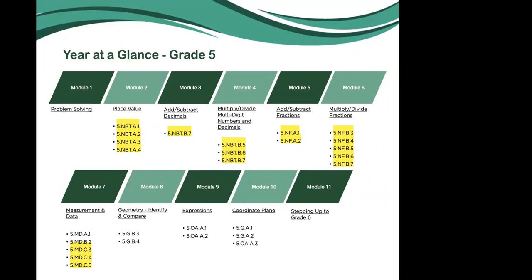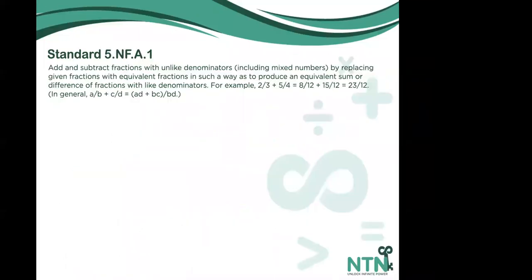So right here, this is kind of like your year at a glance for grade 5. And you can see the different modules or units that the students will be moving through over the course of the year. And we're really going to focus here on module 5 to be consistent with what we were looking at in the previous example with the choice board, which is really around that concept of adding and subtracting fractions. And for the sake of conversation, we're going to focus specifically on standard 5.NF.A.1.